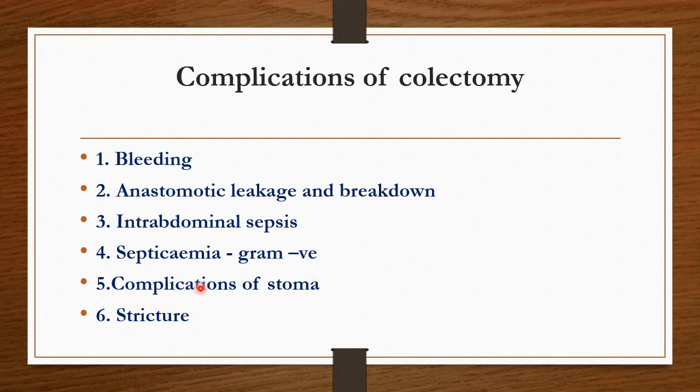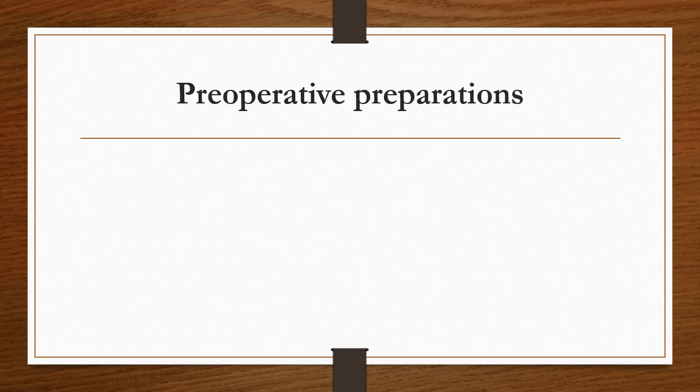Then you have the complications related to the stoma: retracted, blocked, or gangrenous stoma. And among the late complications is stricture at the anastomotic site, which can lead to acute intestinal obstruction. Next, we come to preoperative preparations for colon resection or colectomy.